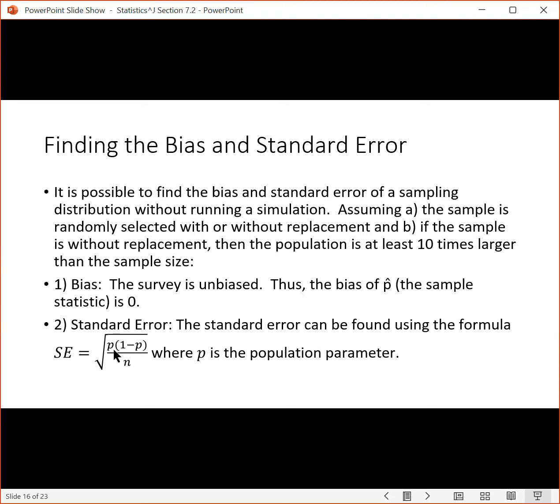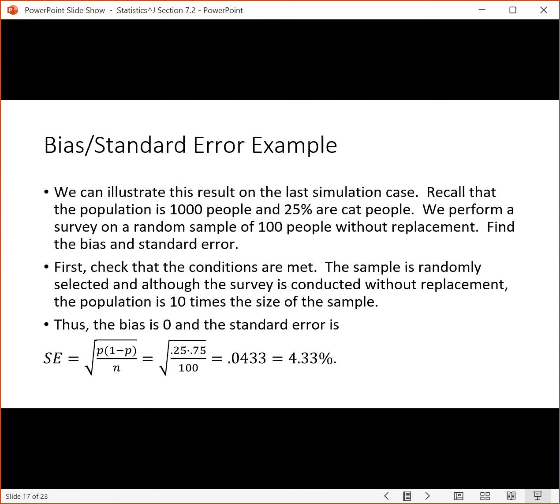Okay, so you've got the population parameter times 1 minus the population parameter over the sample size. Take the square root, and that gets you the standard error. So no simulations necessary. We didn't do any simulation. These are just formulas, and we derived these results from the previous examples. All right, so let's look at how we could use this.